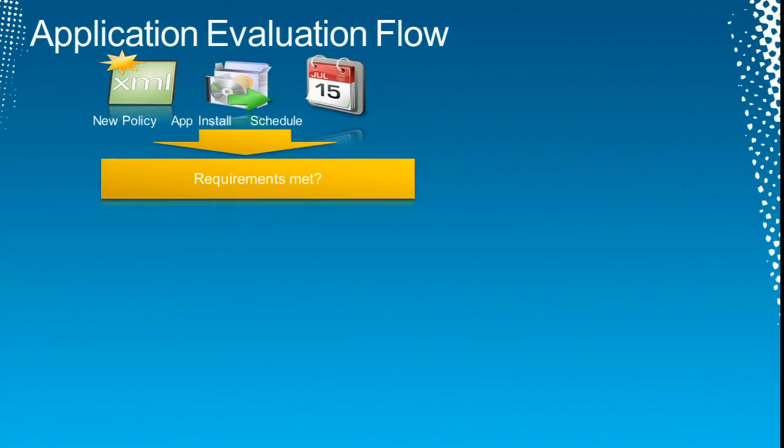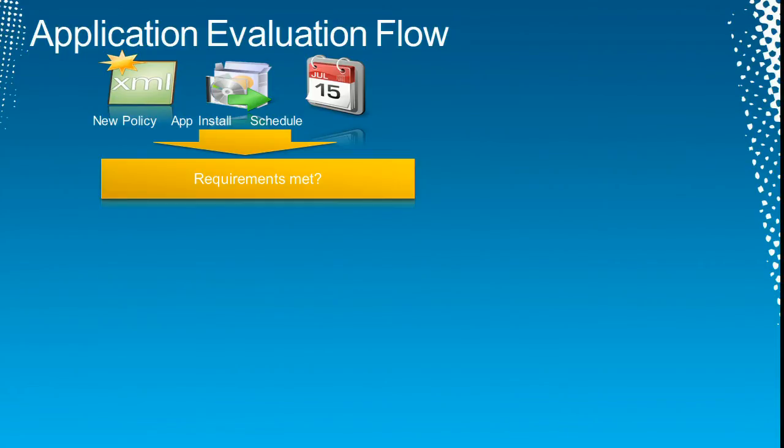So I create my application. I put my content on the DP. I create my deployment. And either the end user has gone to the application catalog and selected the application, clicked install, or I've gone to Software Center for a system-targeted available application, clicked install, or I've hit the deadline, so the mandatory time.